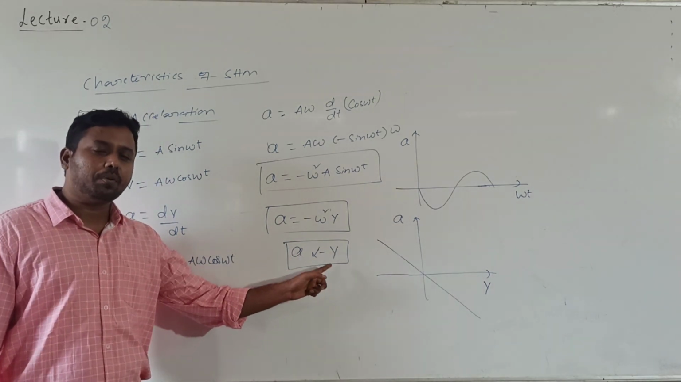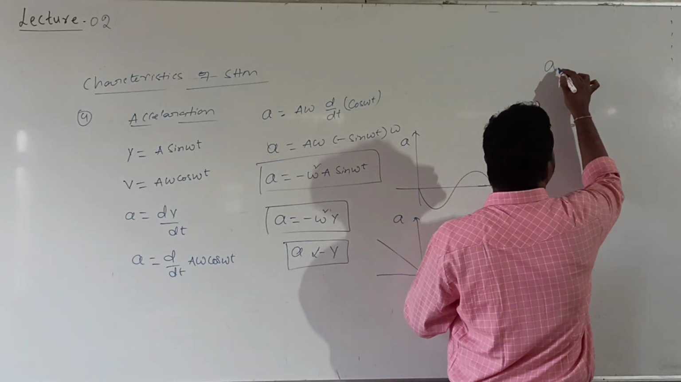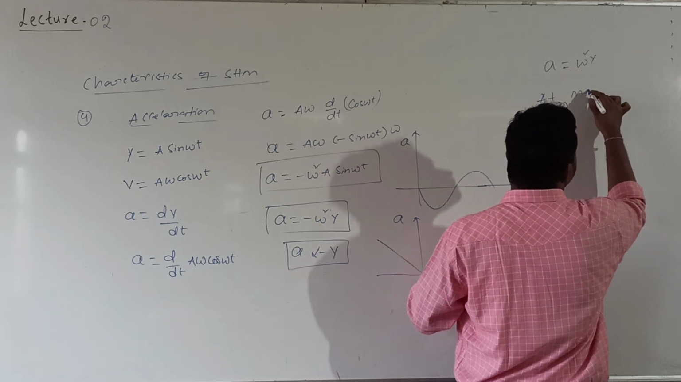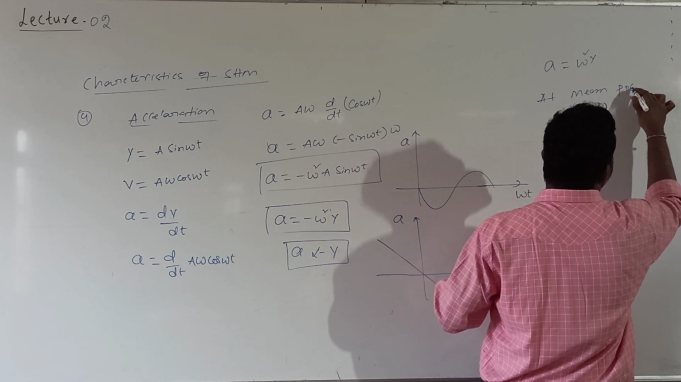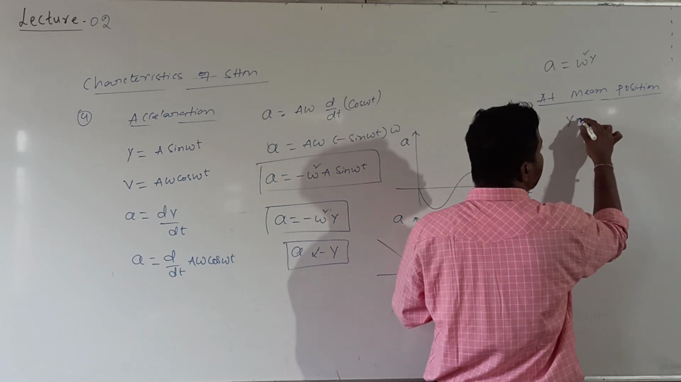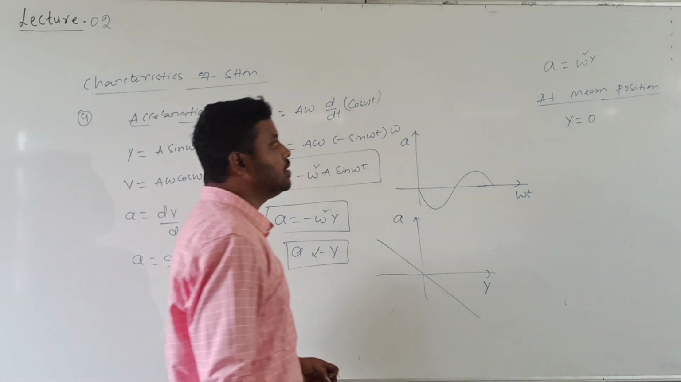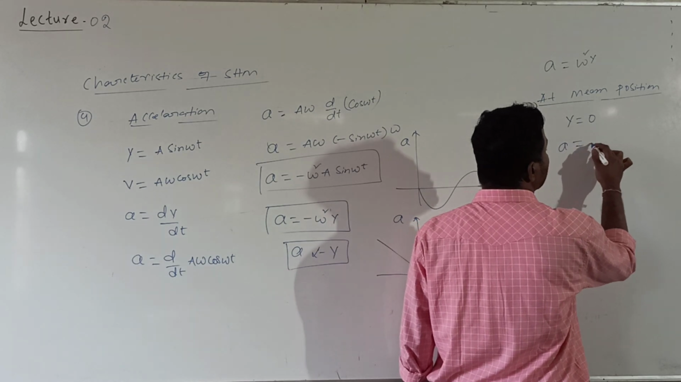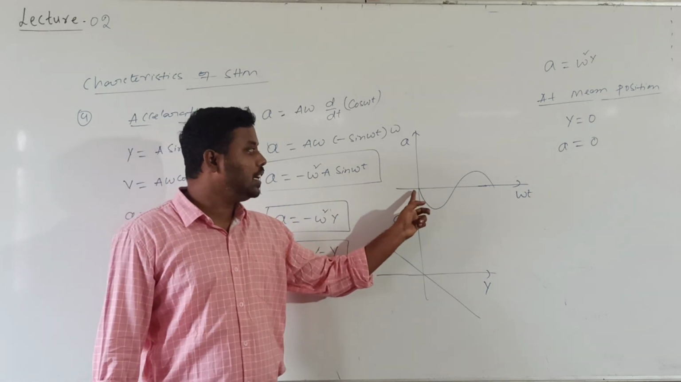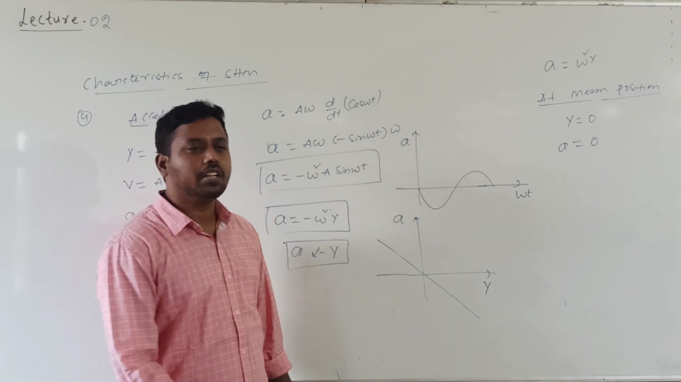So a is directly proportional to which one? Minus y. From this equation, a is equal to minus omega square into y. The minus sign indicates only direction. At the mean position of a particle executing SHM, the displacement is 0, and then the acceleration is also 0. You can understand that from this graph also. Initially at the mean position, the displacement is 0 and the acceleration is equal to 0.